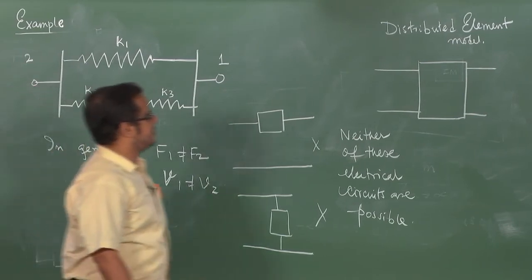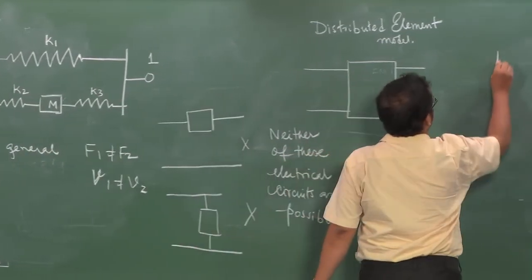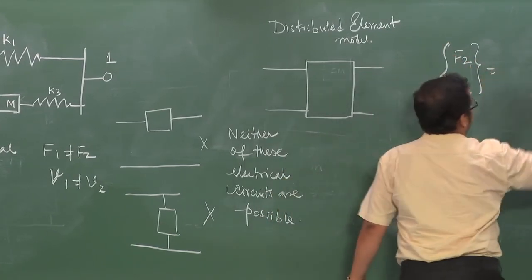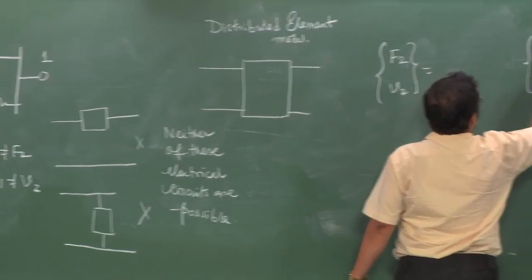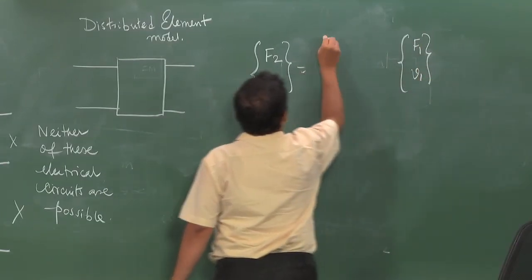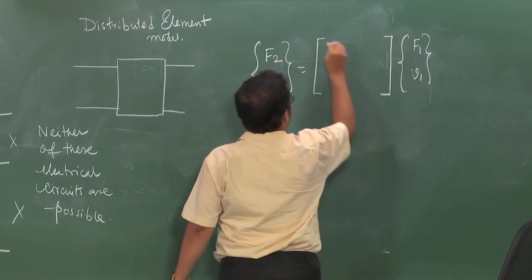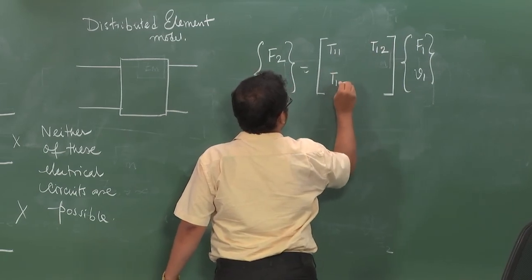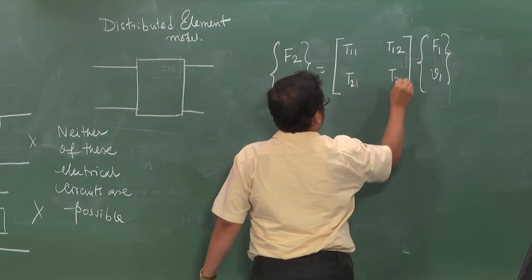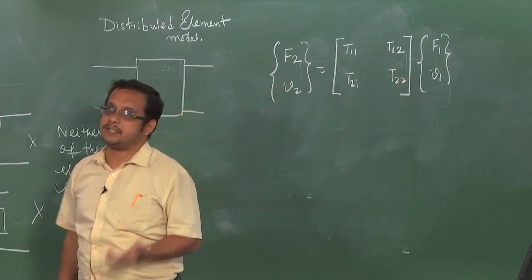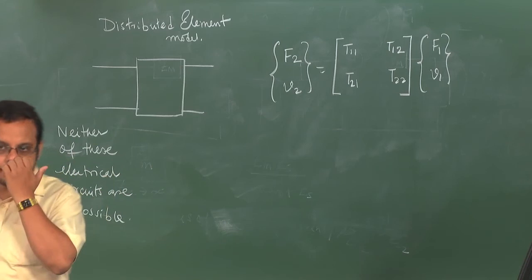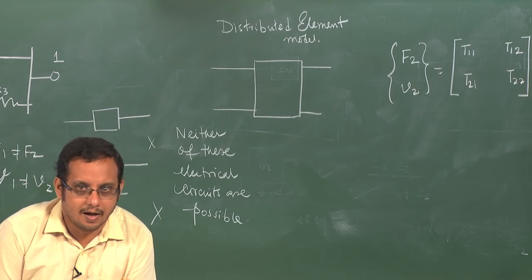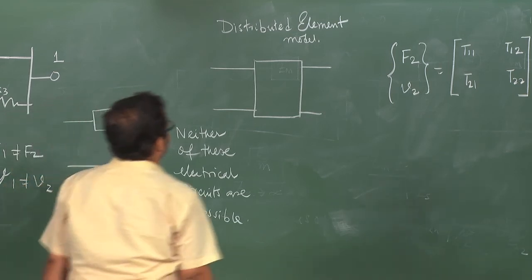Transfer matrix should be pretty simple, that is, we need to evaluate F2 V2, we need to understand how F2 V2 has to be related to F1 V1, and the individual entries will be the transfer matrix. Right. So, this will be the transfer matrix. The question is, how do we determine these transfer matrix values? The determination also is actually pretty easy.